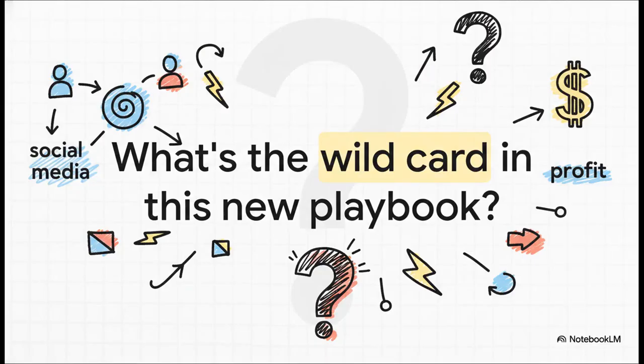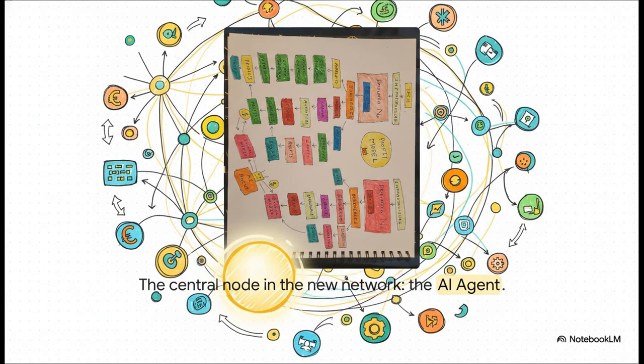So as you're looking at this new system, you can see the flows, right? From people and social media, all leading towards profit. But what's actually driving that conversion? What's the real wild card in all of this? The wild card is this, the AI agent. According to this map, this thing isn't just another tool in the toolbox. No way. It's the central node, the very heart of the network. It's positioned to interact with every single other part of the system. It's acting as the primary engine for generating profit.